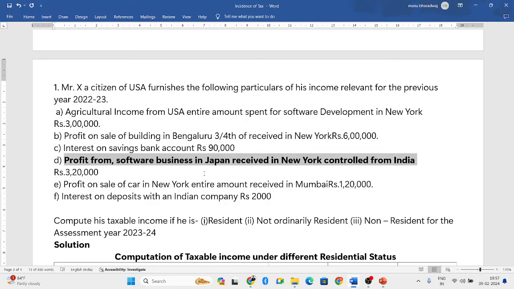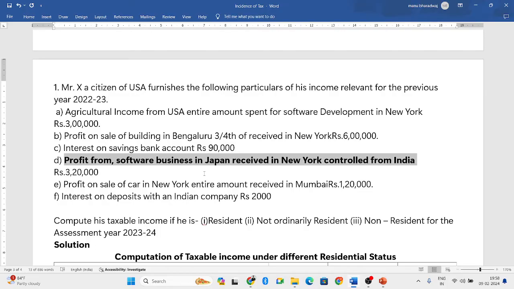Understand this very clearly. The income has arisen in Japan and is received in New York, which is both outside India. Receiving aspect is also outside India. Arising aspect is also outside India. If both are outside India, this is foreign income, because the receiving aspect and arising aspect are outside India. So again, under foreign income, we have two categories.